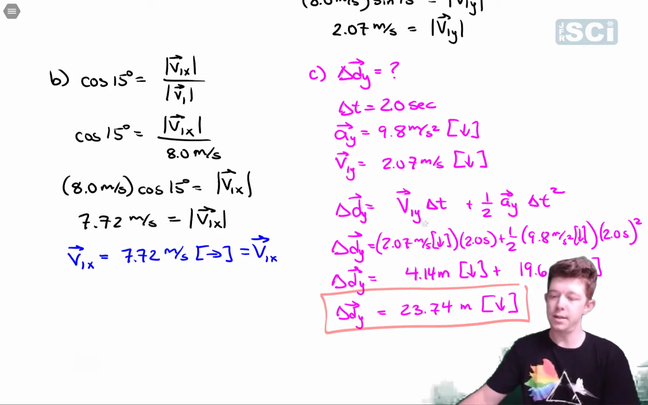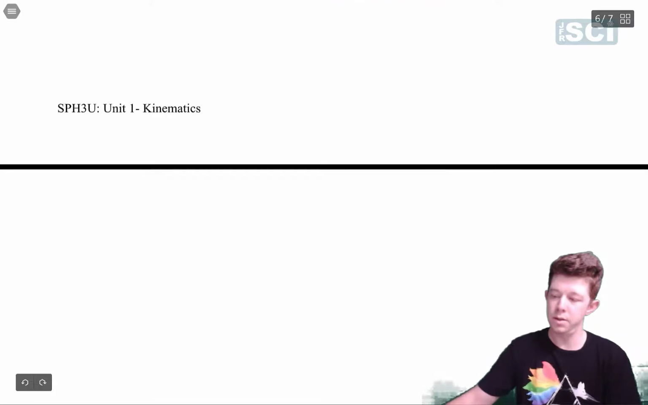So D part asks us horizontally, how far has it gone? And I'll just go to the next page here.